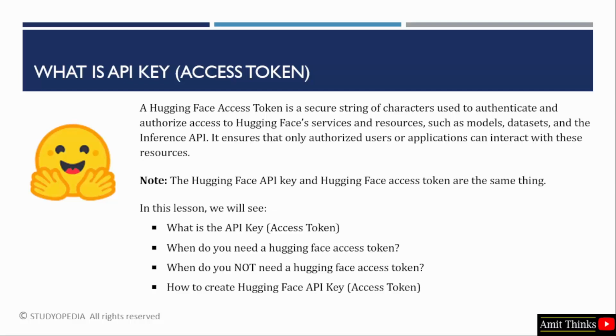With that, we will learn when we need a Hugging Face access token. Also, we will understand when the Hugging Face access token isn't required. In the end, we will learn how to create an API key. Let us start. So we covered what is an API key, that is an access token in Hugging Face. Now let us see when we need a Hugging Face access token.